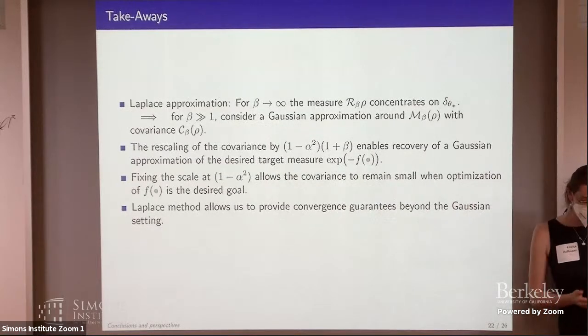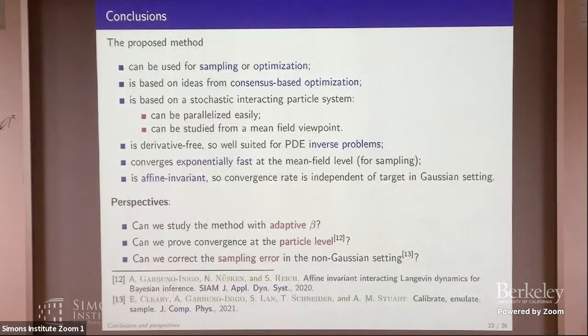Okay, and we're able to get rates beyond the Gaussian setting. Yeah, this is just an overview. As I said, because we have this interacting particle system, and this is true for all these methods that use interacting particle systems, they're nicely parallelizable if this forward map is very expensive to evaluate, and we do all the analysis in the mean field perspective. All of this is derivative free, so this is very useful for these very expensive inverse problems.